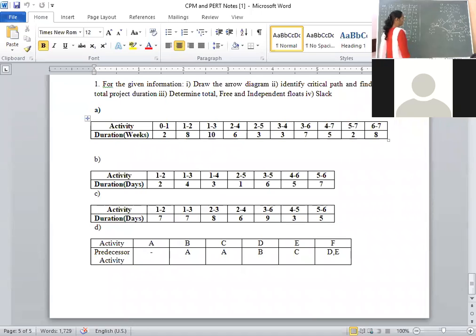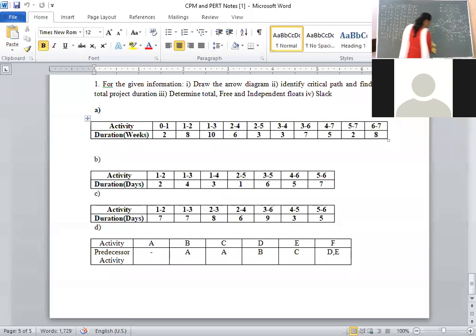Okay. Then, listen carefully. If you don't want to use this formula, there is one more shortcut to calculate total float, independent float and free float by using the slack concept. What is slack? For example, 1 to 2: the start node is 1, the end node is 2, and the activity takes 2 days. The start event is known as tail slack. Similarly, the end node is called head slack. Slack is always represented by the letter S.